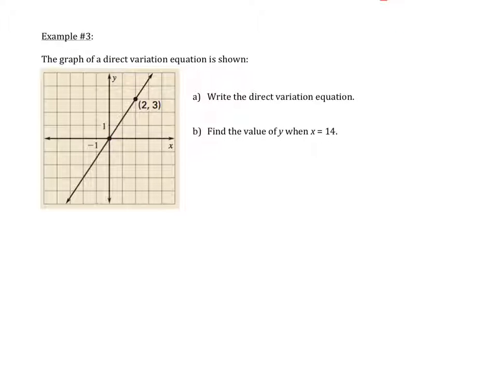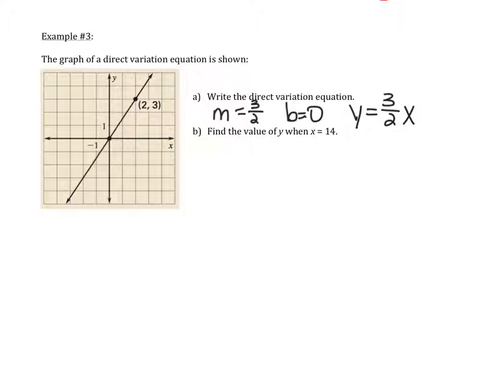They picked out 2 points for us, so we're just going to count rise over run. So I'm counting up 1, 2, 3, and over 2. So the slope would be 3 over 2. And again, the y-intercept of every direct variation equation is going to be 0. So our equation would be y equals 3 over 2x.